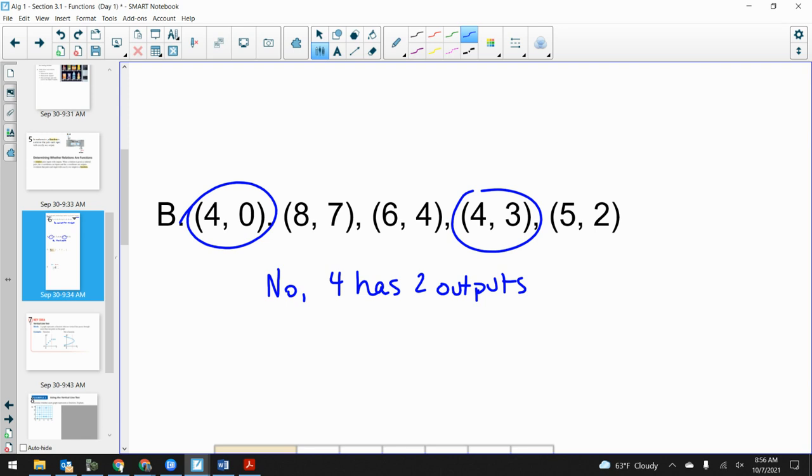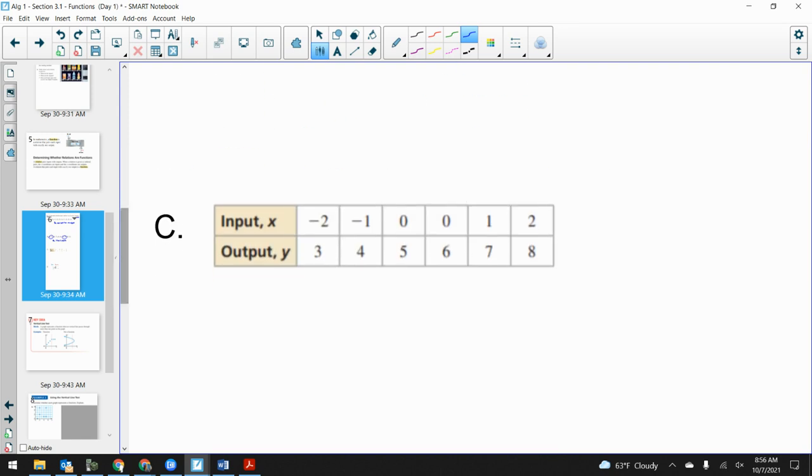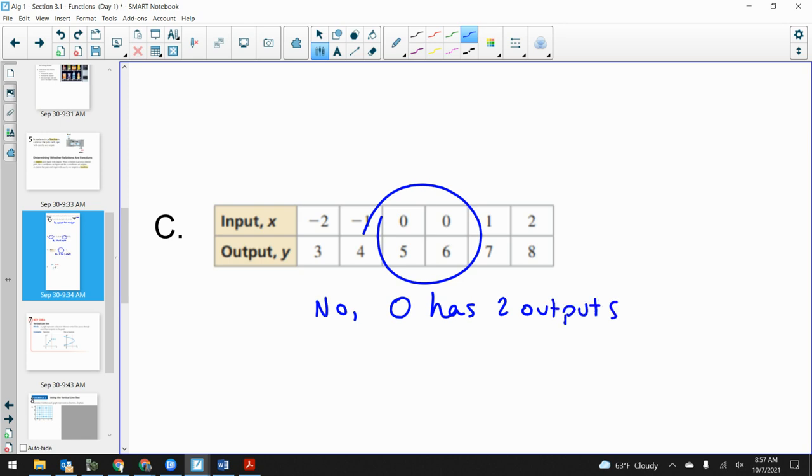Okay, let's take a look at the table. Is that a function? No. Why not? Because the 0 has 2 outputs? Good. No, 0 has 2 outputs. Look, if I said if my input is 0, what's my output? You would say, well, it depends. Depends on which one you're asking about, 5 or 6.